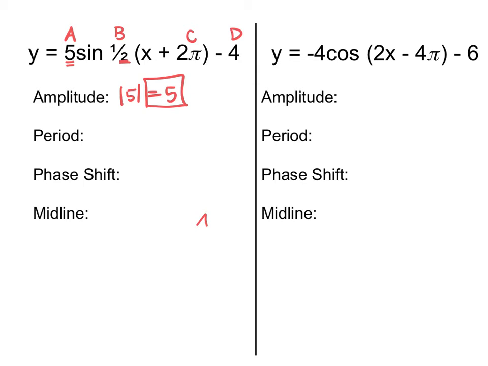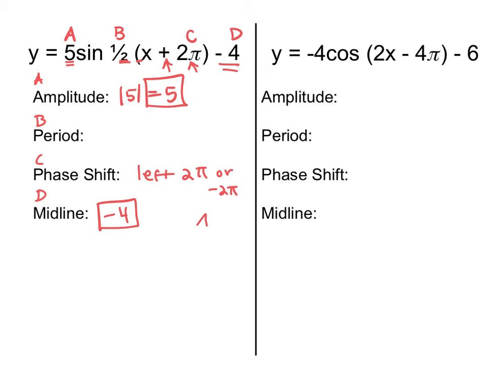I'm going to put A, B, C, D, but I'm going to jump down to the midline. The midline is right here. The midline is at -4. I'm going to then go to the phase shift. As long as there is no number in front of the x, this is going to be the phase shift in the opposite direction. So because this is a plus, it's going to go left 2 pi, or you could also write it as a -2 pi, meaning it's going to go left 2 pi.